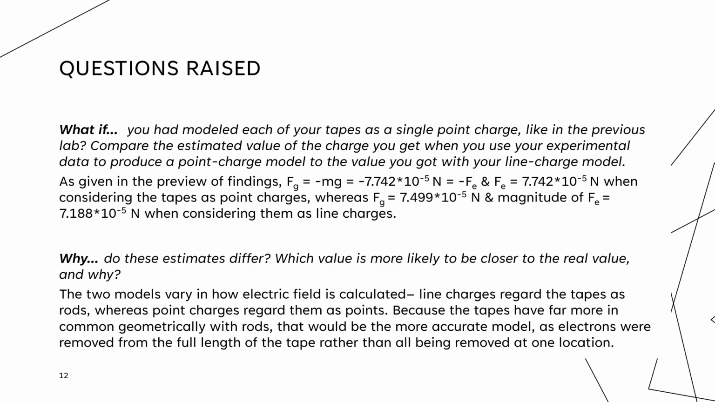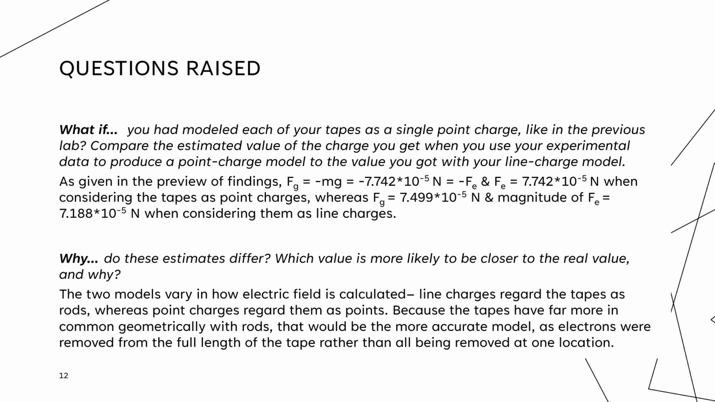So questions raised by this lab: what if you had modeled each of your tapes as a single point charge, like in the previous lab? Compare the estimated value of the charge you get when you use your experimental data to reduce a point charge model to the value you got with your line charge model. So as given in the previous findings, Fg equals negative mg equals negative 7.742 times 10 to the negative 5 newtons, and that's equal to negative Fe. So that means Fe is equal to the positive y, equal in magnitude in newtons to the force of gravity. That's when you consider the tapes as point charges.